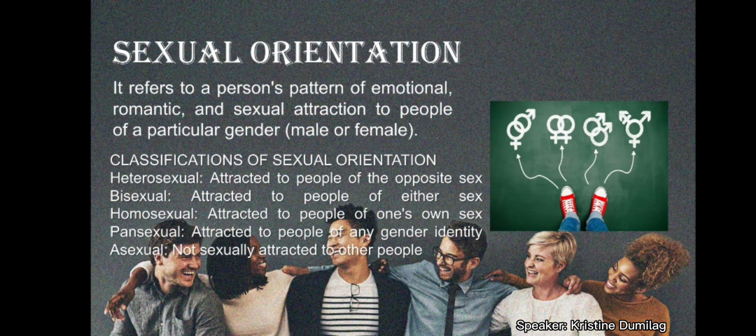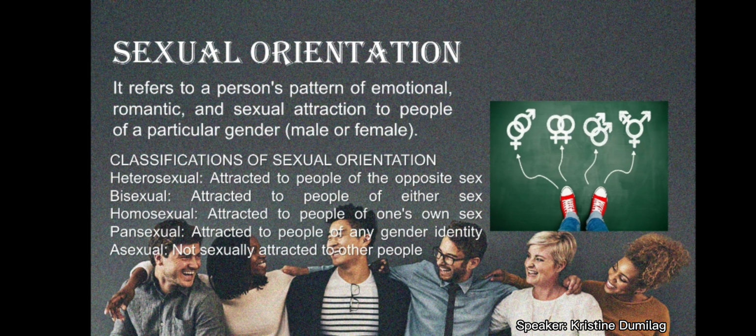Sexual orientation describes a person's identity in relation to the gender or genders to which they are sexually attracted. It also refers to an individual's physical, romantic, or emotional attraction to people of the same or opposite gender. Sexual orientation is about who you're attracted to and want to have relationships with. And we have classifications of sexual orientation.